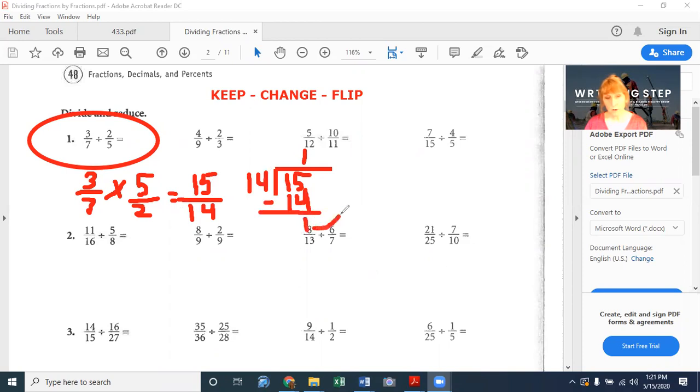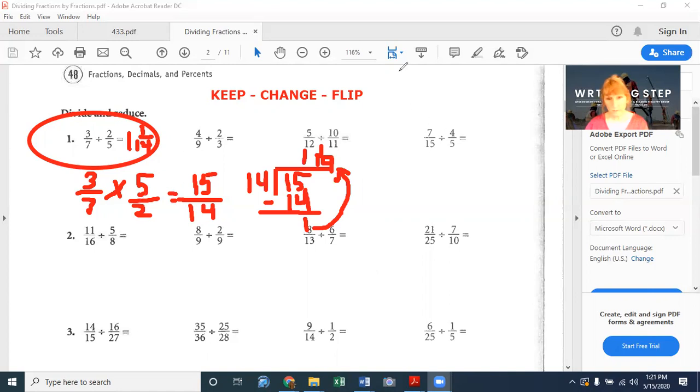I'm going to take the 1 and I'm going to bring it up to the top. That's my remainder. That's going to become the numerator. And the denominator is going to be 14. So 1 and 1/14 is my final answer. So I can write that in here, 1 and 1/14 right here. So that is 3/7 divided by 2/5. Let's give another one a try.